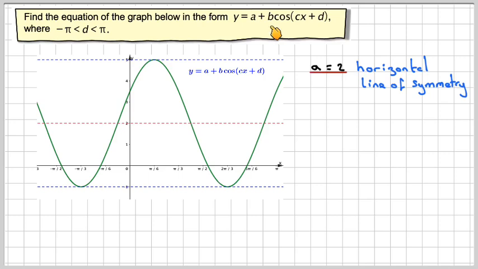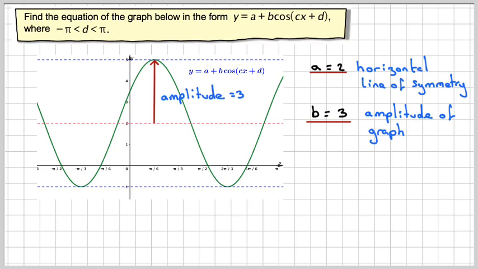Now b we can get from the amplitude of the graph from the horizontal line of symmetry, and we can see that's going to be 3. So a and b are quite easy to find. A bit more complicated is being able to find c and d.